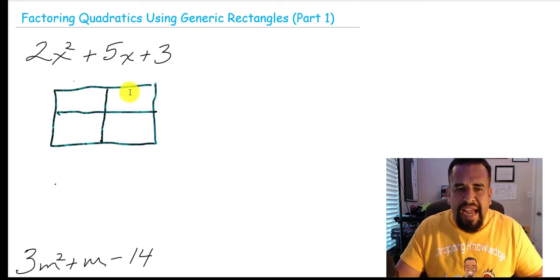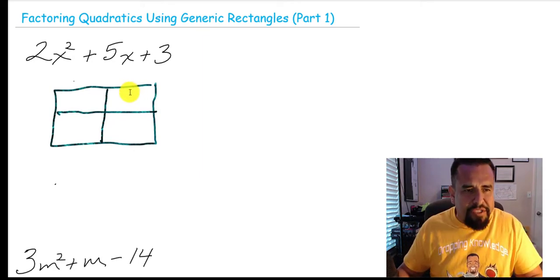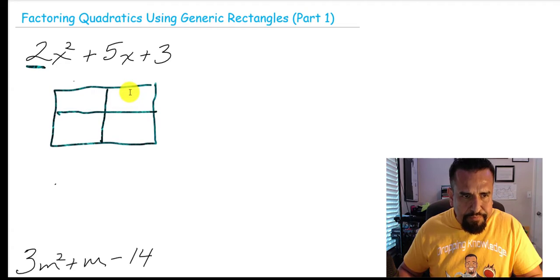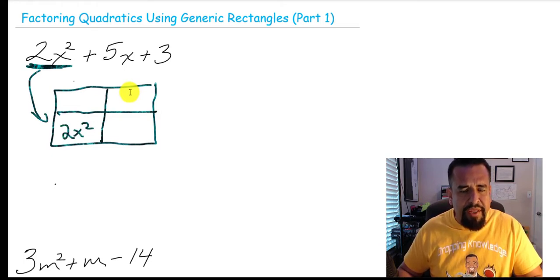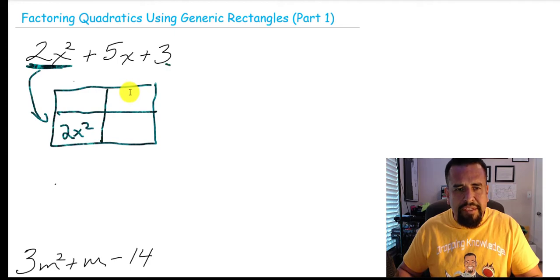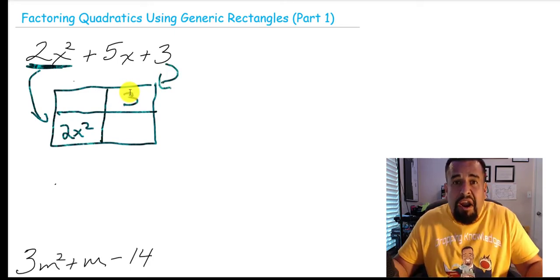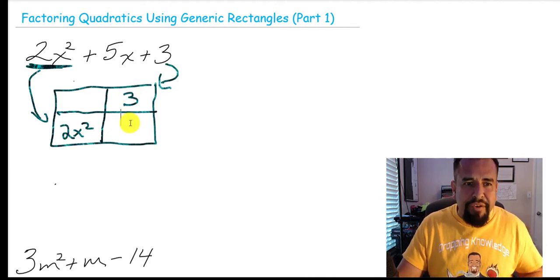When you're starting this out, this is what you need to focus on. This number right here, or actually the whole term, 2x squared, that one goes in there. Okay, so we're going to have 2x squared in there. This term here goes in here, 3. All right, so I got half of it filled up.